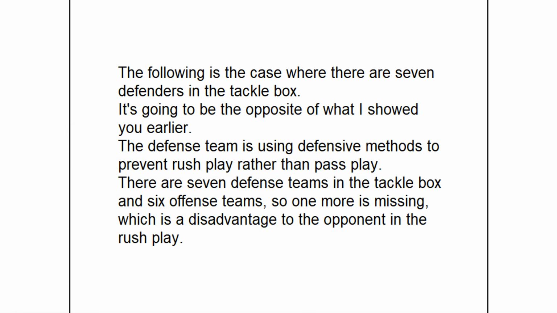The following is the case where there are 7 defenders in the tackle box. It's going to be the opposite of what I showed you earlier. The defense team is using defensive methods to prevent rush play rather than pass play. There are 7 defense teams in the tackle box and 6 offense teams, so one more is missing, which is a disadvantage to the opponent in the rush play.